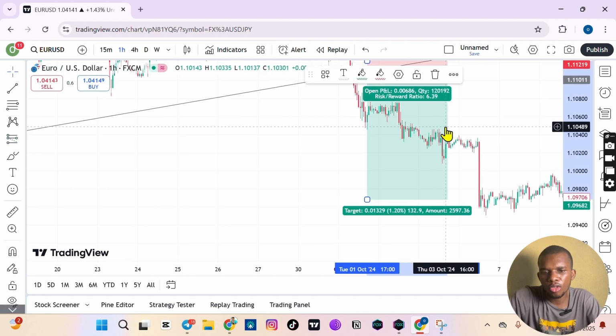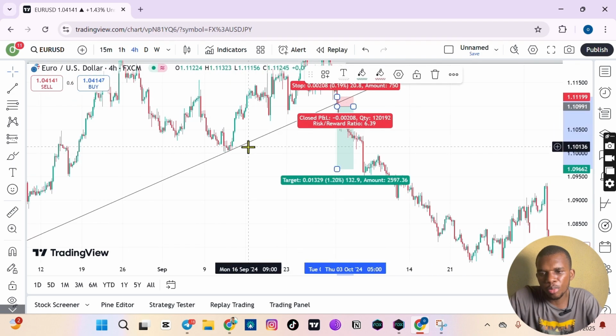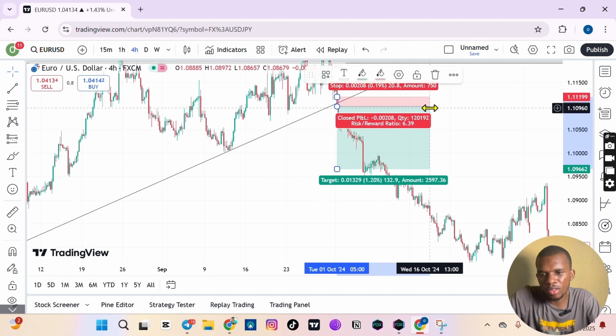Simply come here, short position. I want to go to 4 hours to be able to see what we are doing here. Now once you enter your trade, this place should be your first take profit. This side should be your first take profit. 100% retracement to the recent.